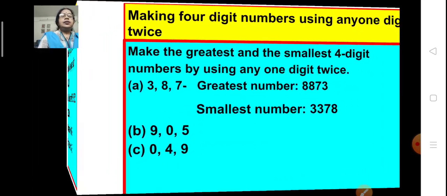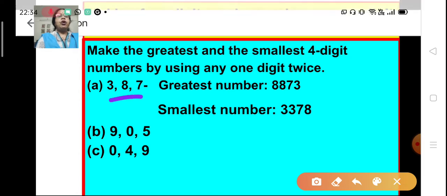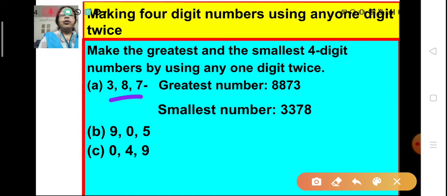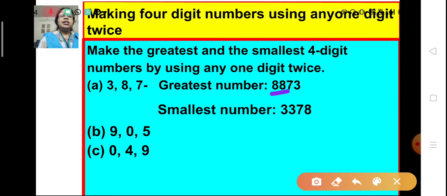Now, let us see how we form numbers by using any one digit twice, that is, we can repeat only one of the digits twice. So, if we have 3 digits here, like in example A, we have 3, 8 and 7. So, how do we form the greatest and smallest number by repeating one of the digits? For getting the greatest number, we repeat the greatest digit, that is 8.